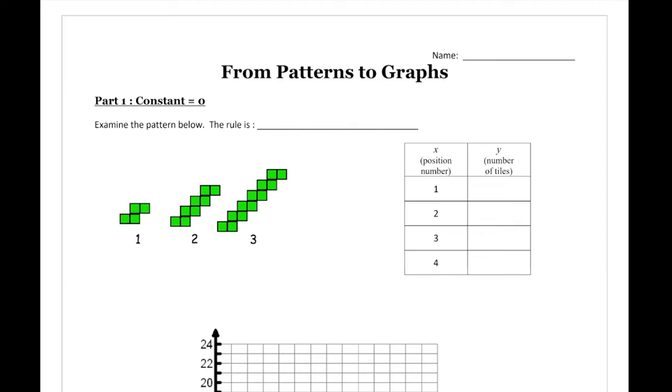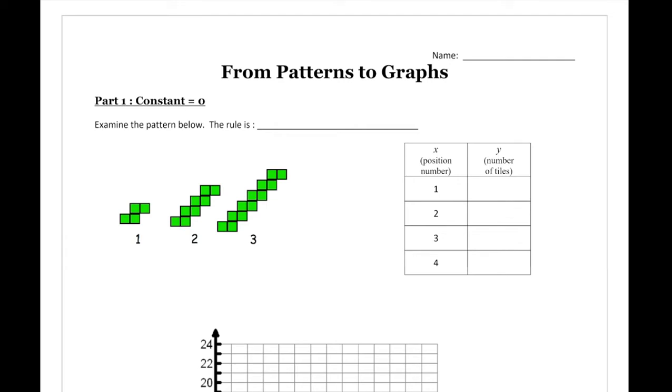One is when the constant is 0. If we examine the pattern below, we want to come up with a rule, put that rule into a table based on the pattern, and then graph it. It might be easier if we actually go right from the pattern to the table first.